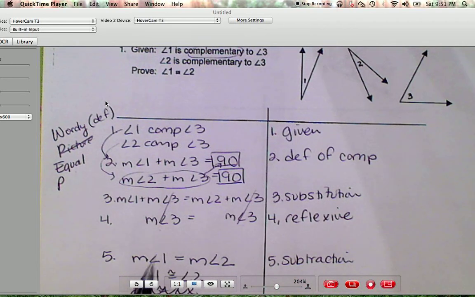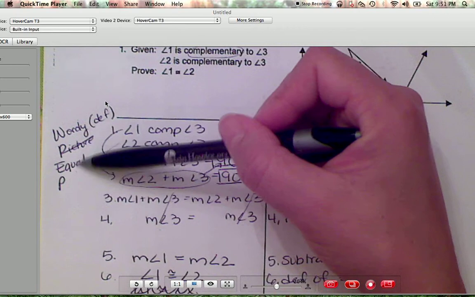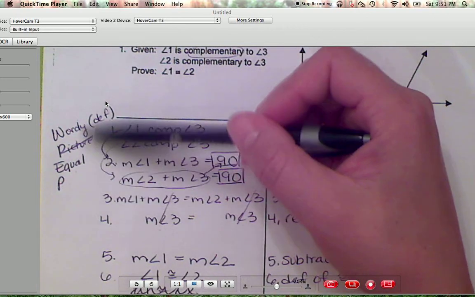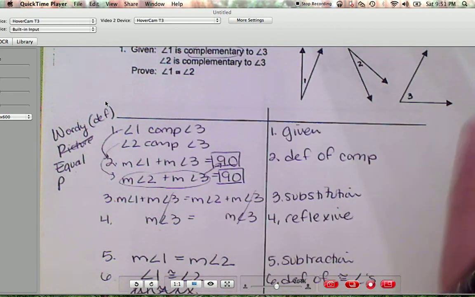And finally, when we convert back to congruence, that would be definition of congruent angles. Okay? So we continue to work with this. We, the people, eat pizza. It works every single time. And as long as you are following that, then you should be able to work yourself through the proof.